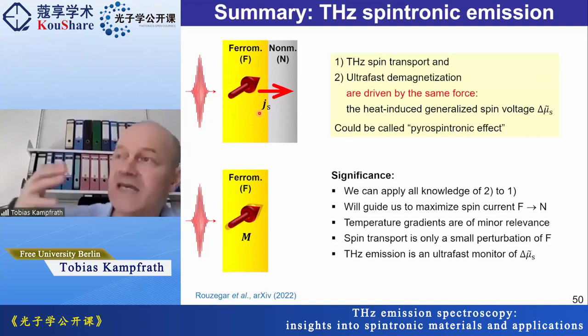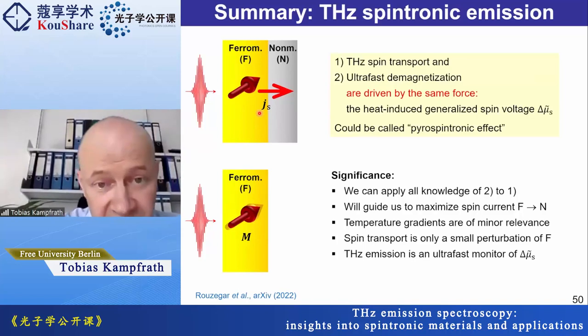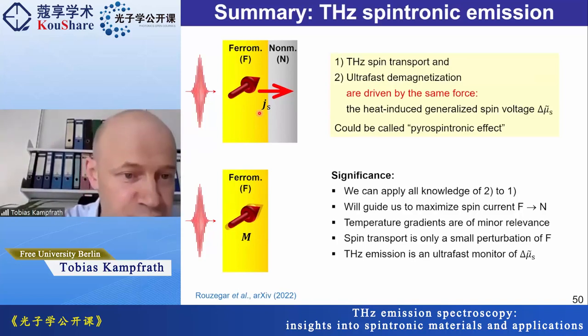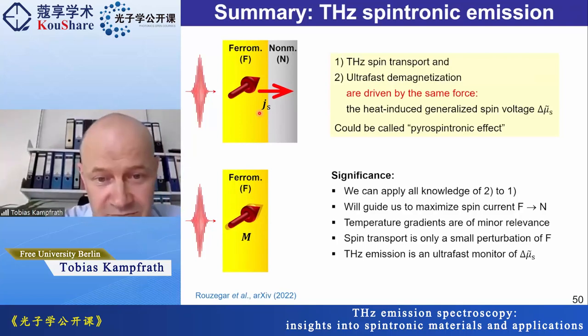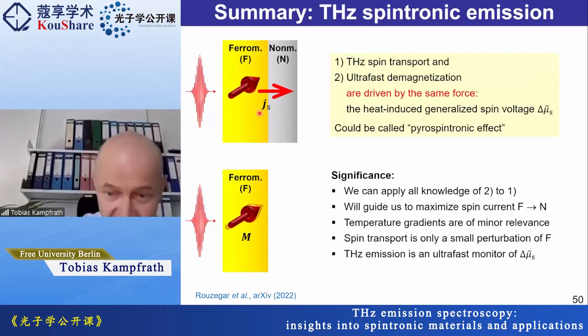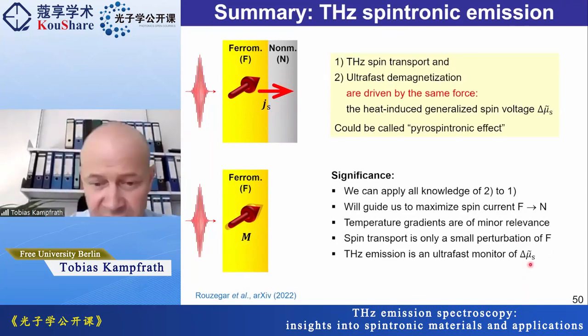So this means we can, in principle, increase the spin current amplitude by a factor of up to 10. And this would give us a factor of 10 more terahertz emission amplitude. And this, of course, would be great, because then the spintronic terahertz emitter would become much more efficient. And finally, these results also show that we can measure the spin transport easily and therefore also map out the dynamics of the spin voltage, which is usually very difficult.